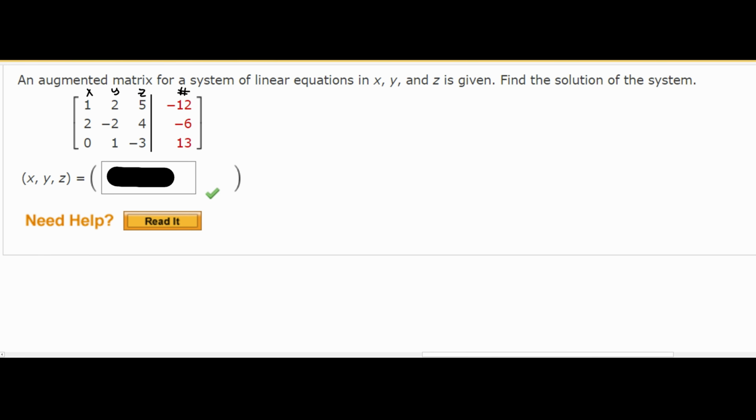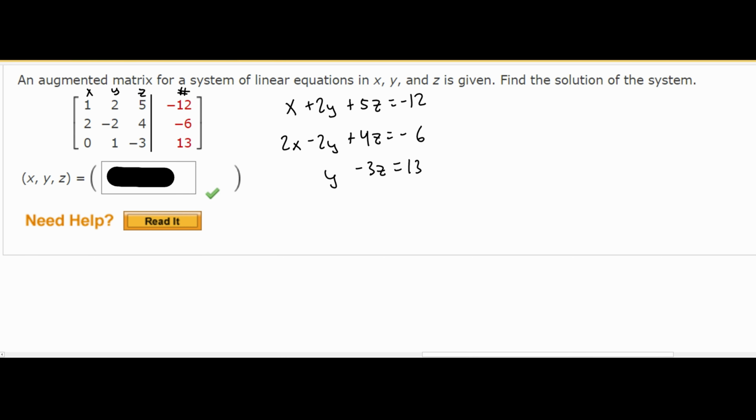But when we write our x, y, and z out, we're going to rewrite all of our columns, but with the x, y, and z. So we are going to have a 1x plus a 2y plus a 5z, and this is equal to a negative 12. Now we're going to do the same thing where we have a 2x minus 2y plus 4z, and this is equal to a negative 6. And lastly, we have a 0x, and then we have a 1y, and then we have a negative 3z, and this is equal to 13.